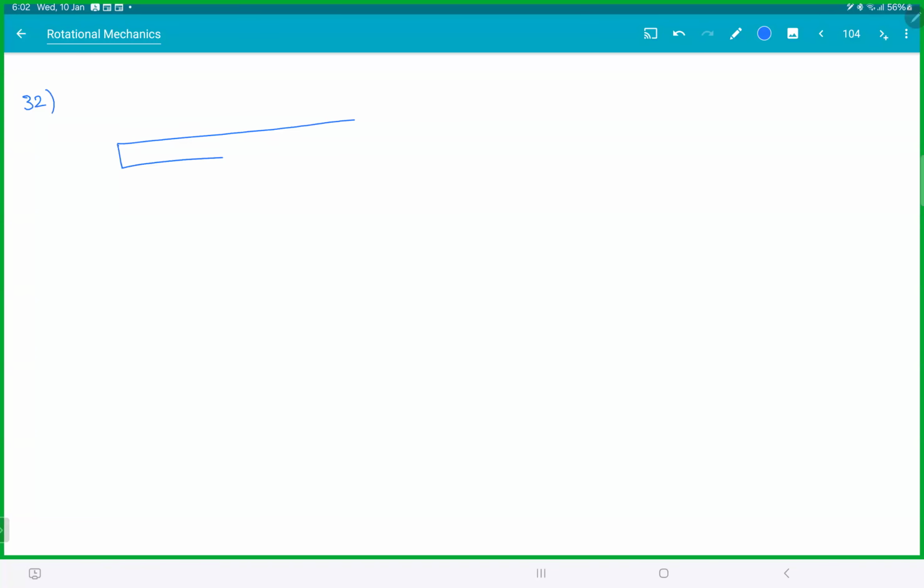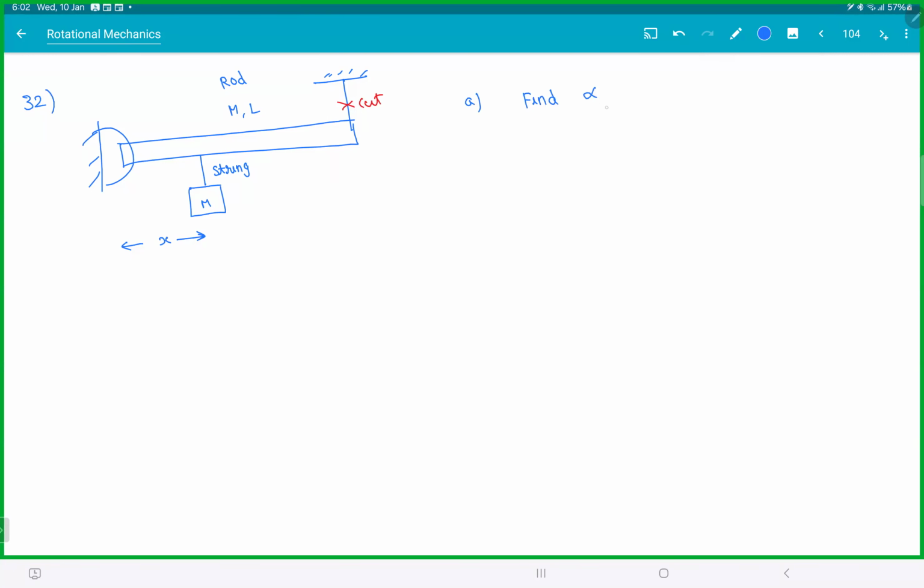We have a rod here, mass M, length L, hinged at one end, and a string connected here. You connected a block of the same mass M here. This string is connected at a distance x from the hinge. Someone took a scissor and cut it here. First question: find alpha of the rod when the string is just cut.